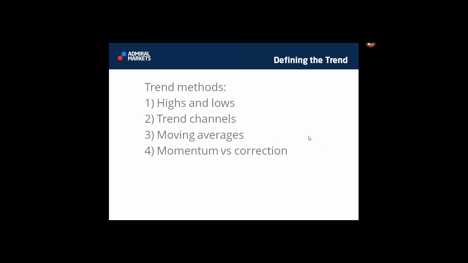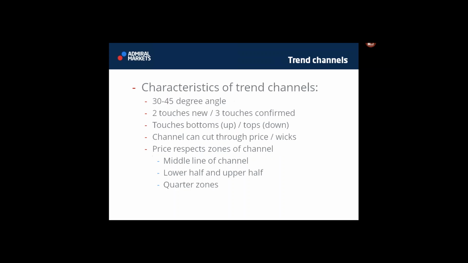So what is the trend? Well, I look at higher highs and higher lows, and lower lows and lower highs. Obviously, just the classical way of looking at the trends: trend channels, moving averages, and I also look very closely at momentum and correction. These things we're going to take a look at quickly before we talk about reversals. So how do we know if a trend is present or not, or whether a correction is going on? One of the things I look at is the channels.